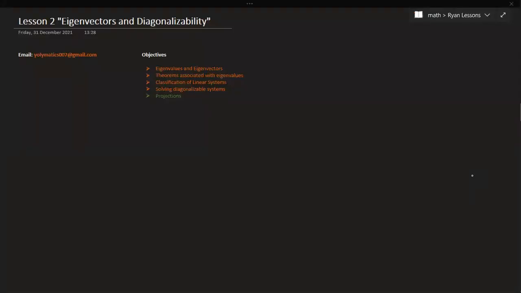So yeah, in today's lesson, we want to cover the following objectives: eigenvalues and eigenvectors, some theorems that are associated with some eigenvalues, and then classification of linear systems, and then solving diagonalizable systems. So that's what we'll try to cover at this point in time. So let's just get to it without wasting much time.